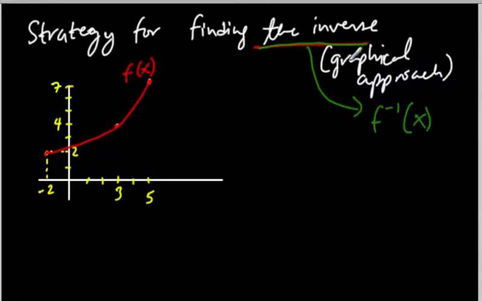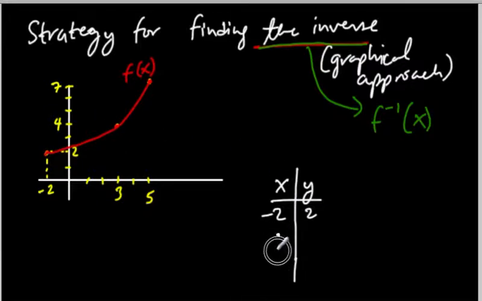Remember, the inverse is really just switching the perspective. So the inputs become the outputs and the outputs become the inputs. So really what we are doing is switching the x and the y values. Let's get a list of values and see how that works. The list of values here is -2, 2, then 3, 4, and 5, 7.